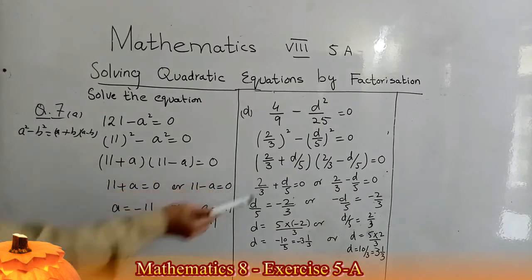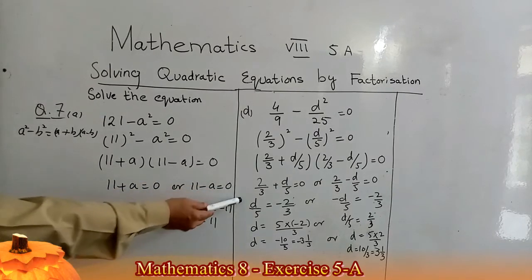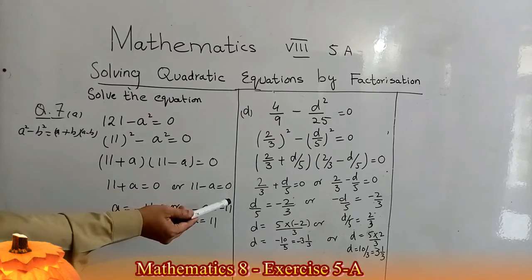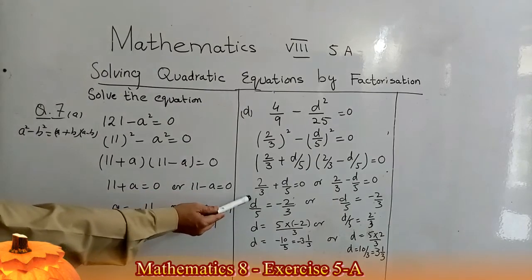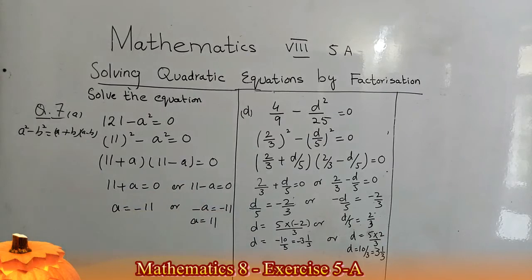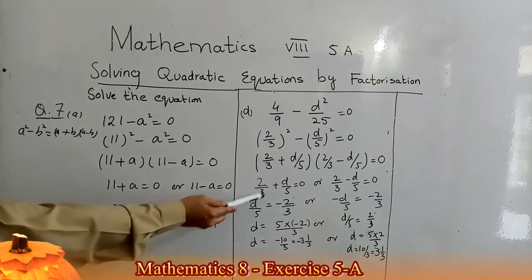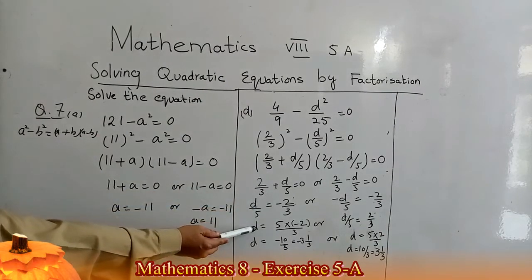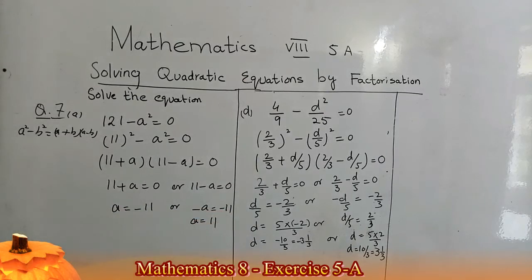Either first is equal to 0 or second is equal to 0. Now 2 over 3 will be negative on the right side. d over 5 is equal to minus 2 over 3. Now 5 will be multiplied on the right side. d is equal to 5 into minus 2 over 3. It becomes d is equal to minus 10 over 3, or we can write it as minus 3 whole 1 over 3. Now 2 over 3 minus d over 5 is equal to 0.